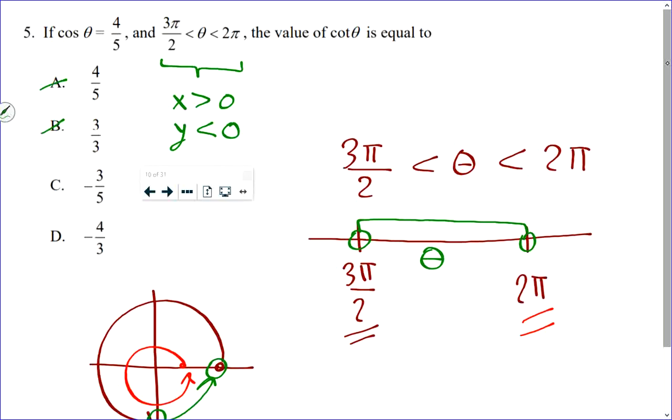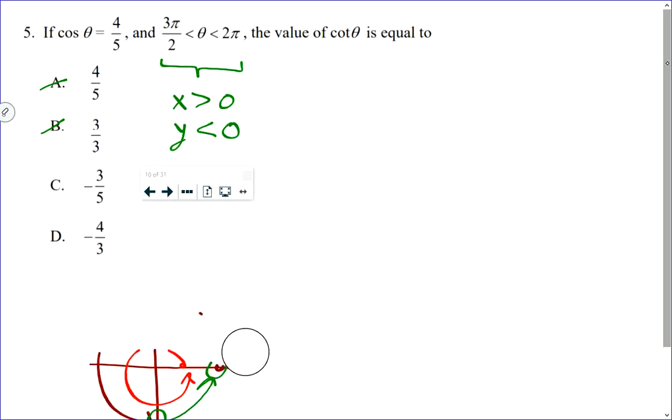It's a very useful piece of information. You've changed a multiple choice question from 4 choices down to 2 with a little bit of knowledge. Now, how are we going to find this? Well, we're asked for cotan of theta. Cotan of theta is defined.